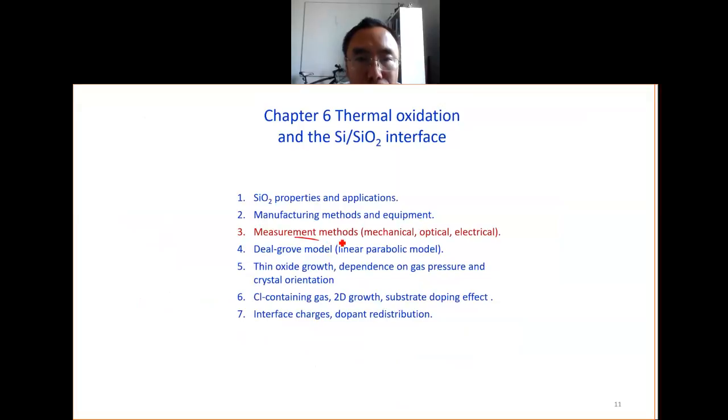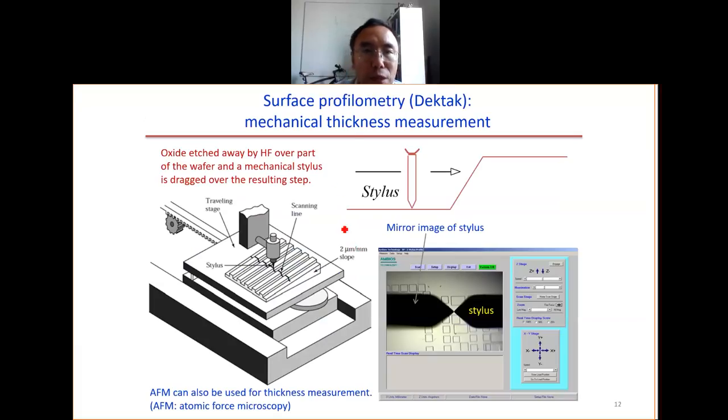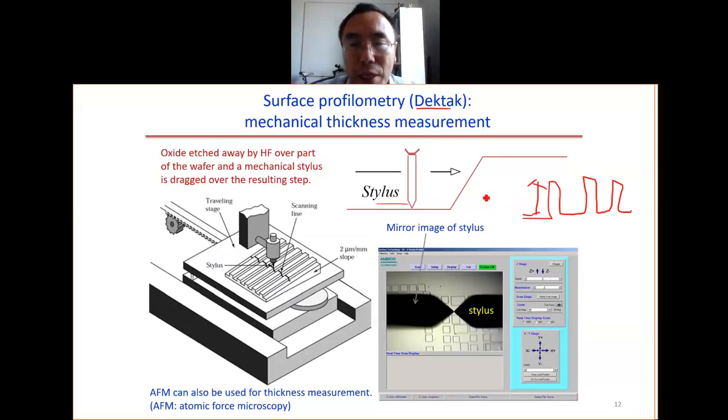Now let's look at the measurement tools. The first one is called a Dektak. For the Dektak, we use a stylus to scan along the surface to give something like this. Then in this way you can know the height, how many nanometers. The accuracy for this one is about 1 nanometer. So it's pretty accurate, 1 nanometer accuracy.